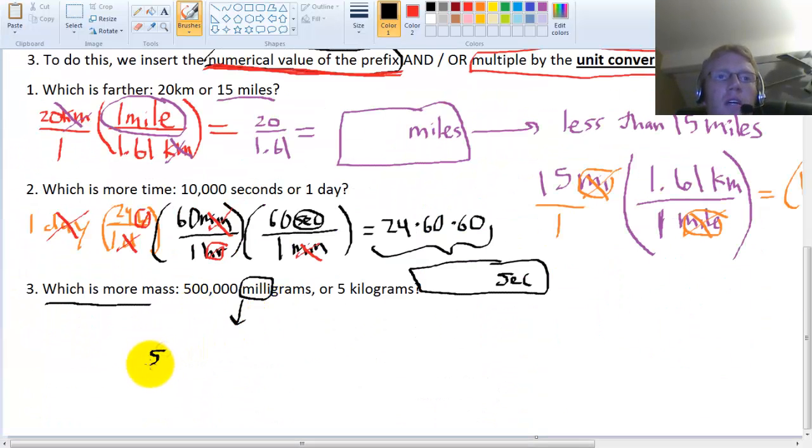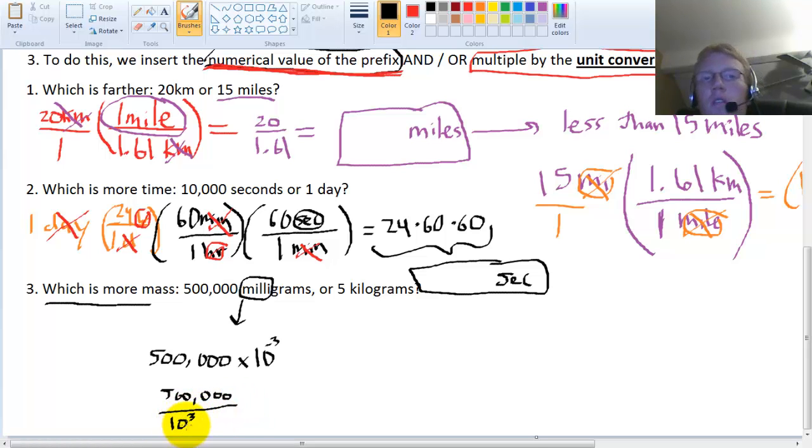So what I have here is 500,000 times 10 to the negative third, which is the same as 500,000 divided by 10 to the third. And I know that you guys are professional at dividing by 10 to the third. Every time you divide by 10, it cancels out a 0. So 10 to the third is going to cancel out 1, 2, 3 zeros. So this is going to be 500 grams.